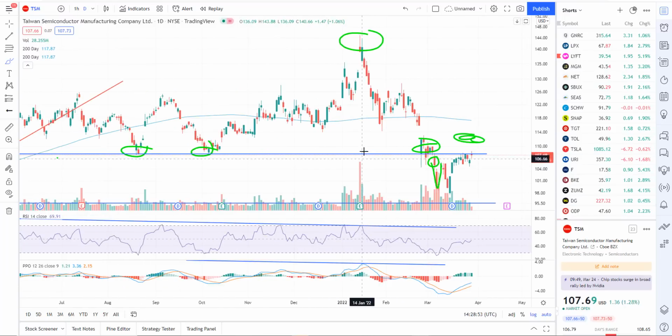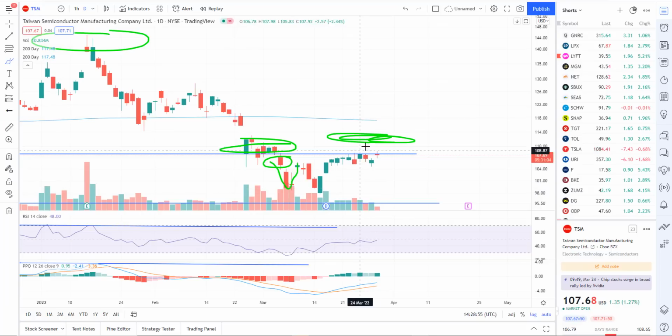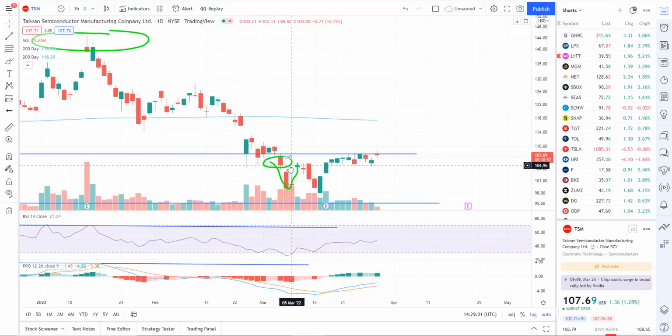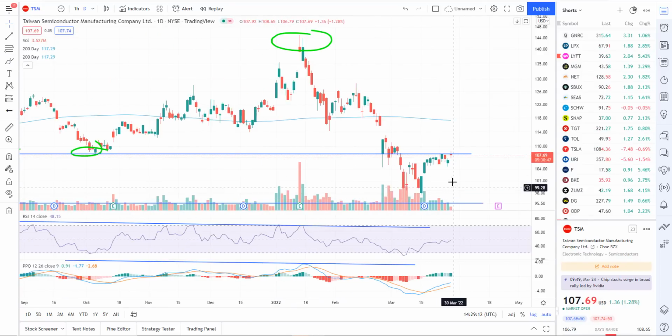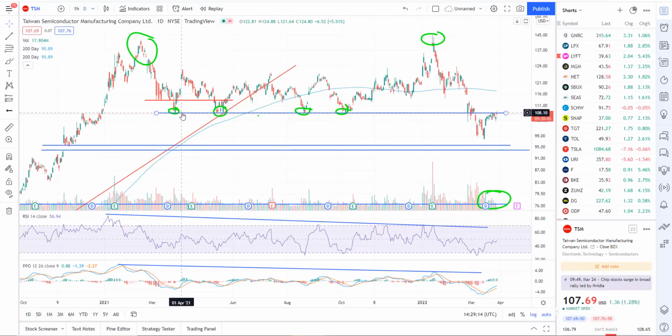And TSM, this is a semiconductor. I really like this for a short trade as well. So I'm adding to this position and taking a new short. Basically, I took a short on this the other day when we broke back here on the 4th, I believe is where I took it.